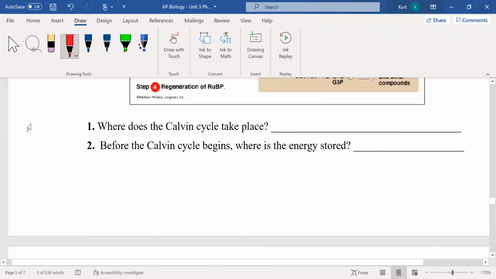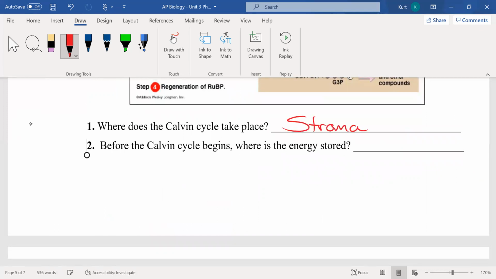All right, number 1, Calvin cycle. Where does Calvin cycle take place? The stroma. Before the Calvin cycle begins, where is energy stored? ATP. If you want to put bonds, that's fine.